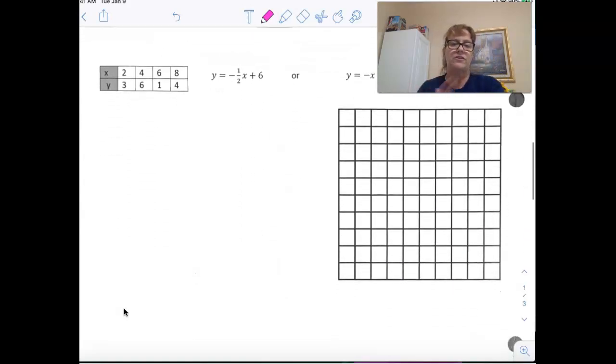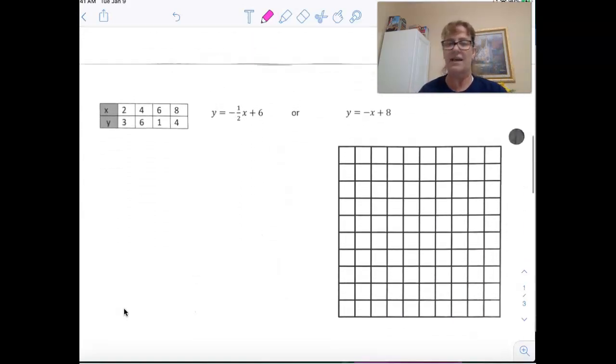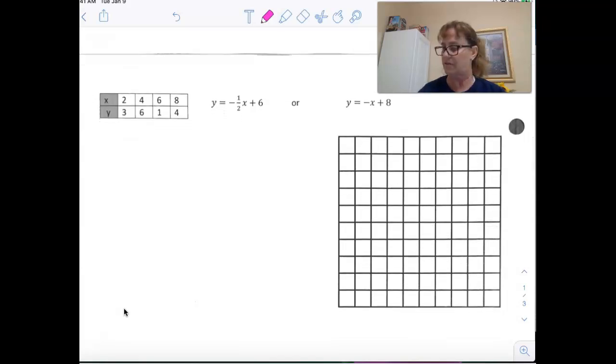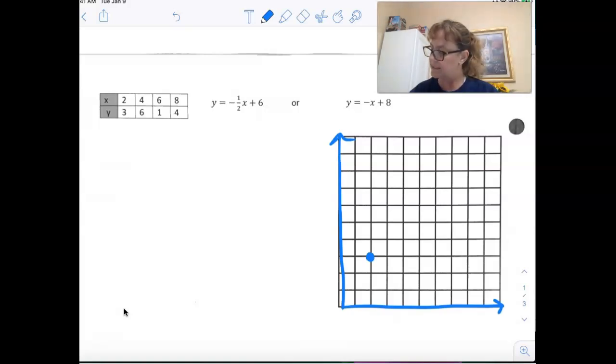All right, for those of you that are staying with me, let's go ahead and graph our data points. That's our first thing. I'm going to draw my axes right here on the edges. All right, we've got 2, 3, which is right there. We've got 4, 6, which is right there. We have 6, 1, which is right there. And we have 8, 4, which is right there.